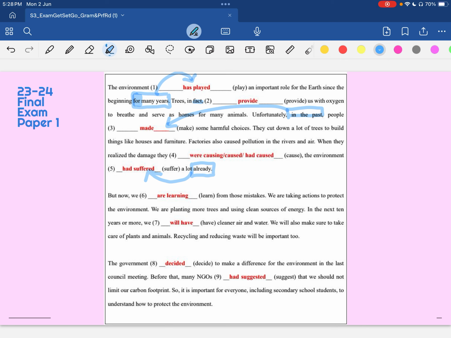And then now, or next 10 years or more, future. In the last council meeting, past. Before that, past perfect. So this year, when you need to do the tenses part, please try to find the hints first.